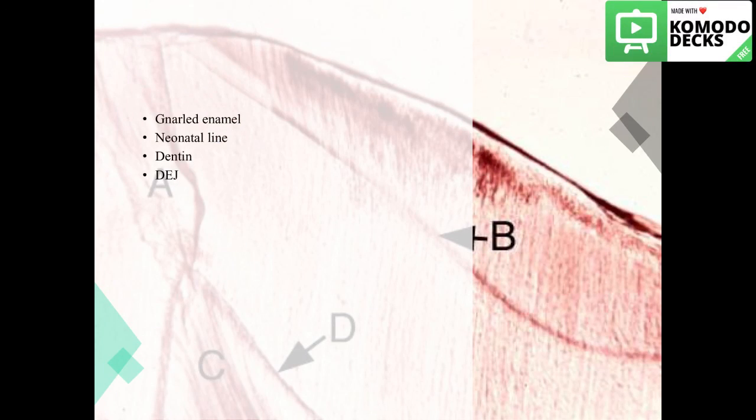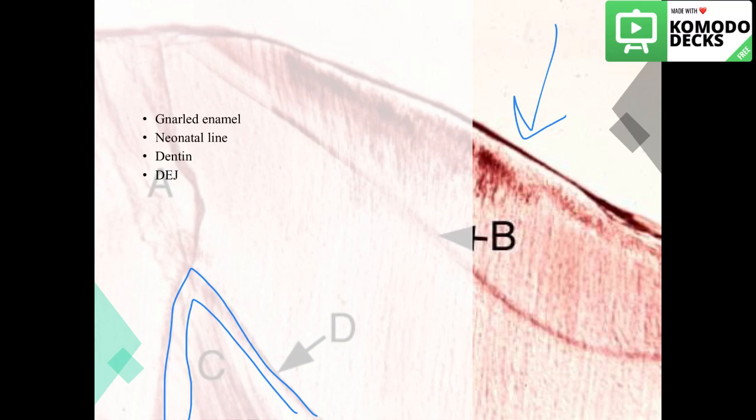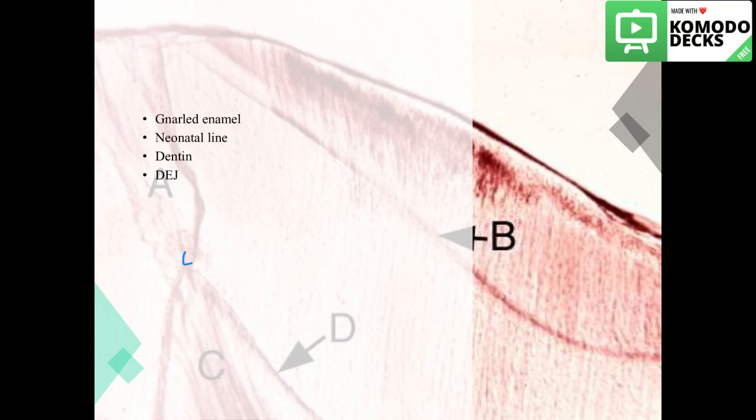Also, as we can see here, this is the enamel, this is the dentine, and this is the dentino-enamel junction. Above the cusp here, we can see the enamel rods twisting on each other, what we call gnarled enamel, and this is a very well marked enamel stria, which we call the neonatal line.